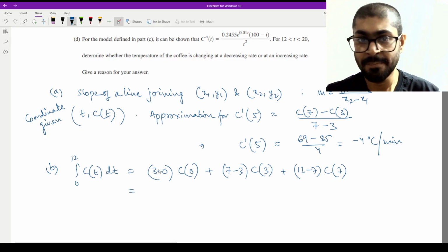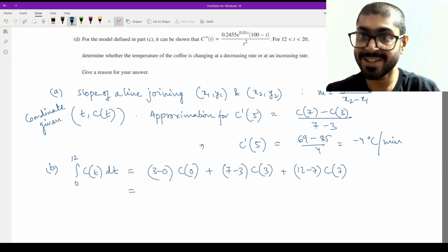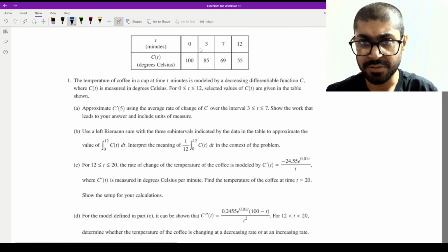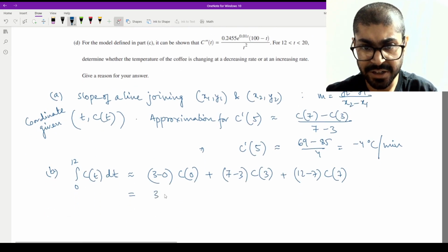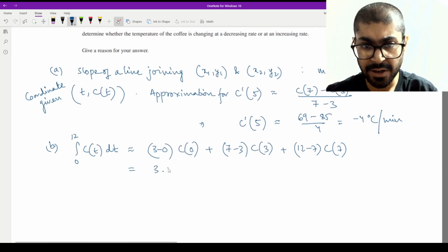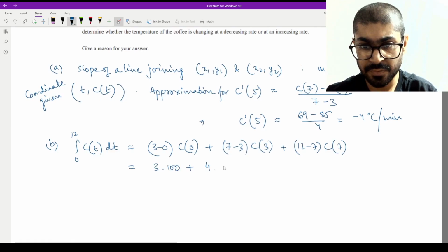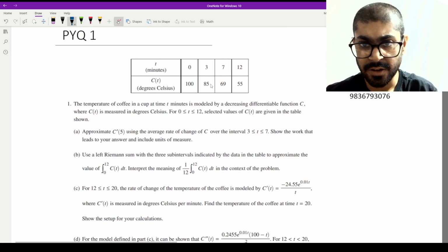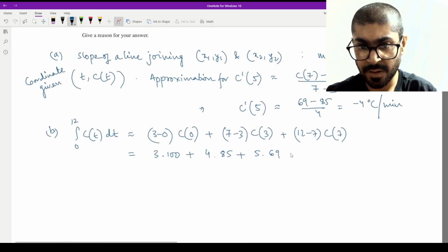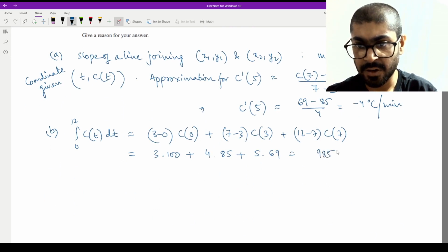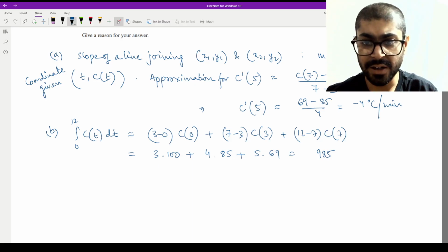Here again, equals sign, because the formula is the approximation, the calculations are exact, okay, because the values are given in the table. Be aware of what you are putting where. So 3 minus 0, this is 3, c0 is 100, so 3 into 100, plus 7 minus 3 will be 4, c3 is 85, plus 5 into c7, which is 69, right? You add up all of these, you will get 985. All right, so the value that we want is 985.